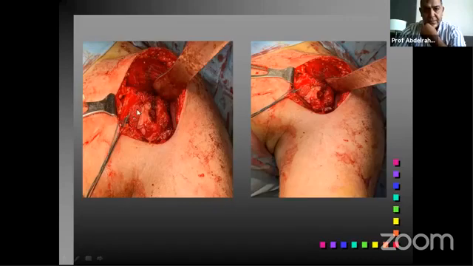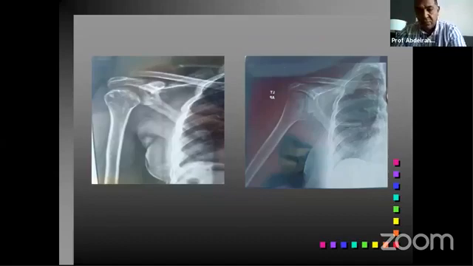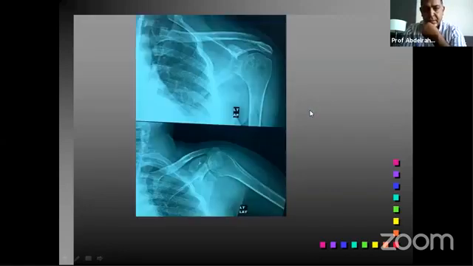And this is the flicker of bone from the insertion of the subscapularis. And then we do release. And we then do anterior position of the subscapularis. This is the post-operative. The head is inside the glenoid. And these are other X-rays, the patient doing well.